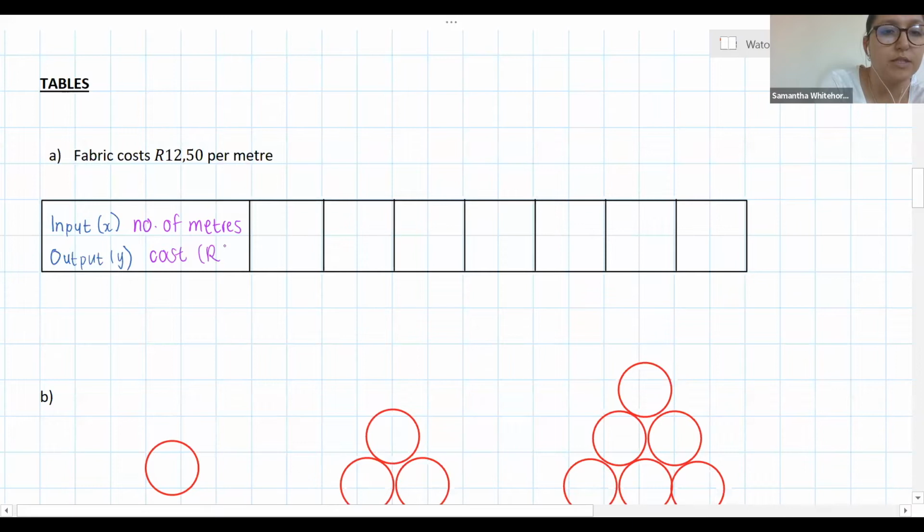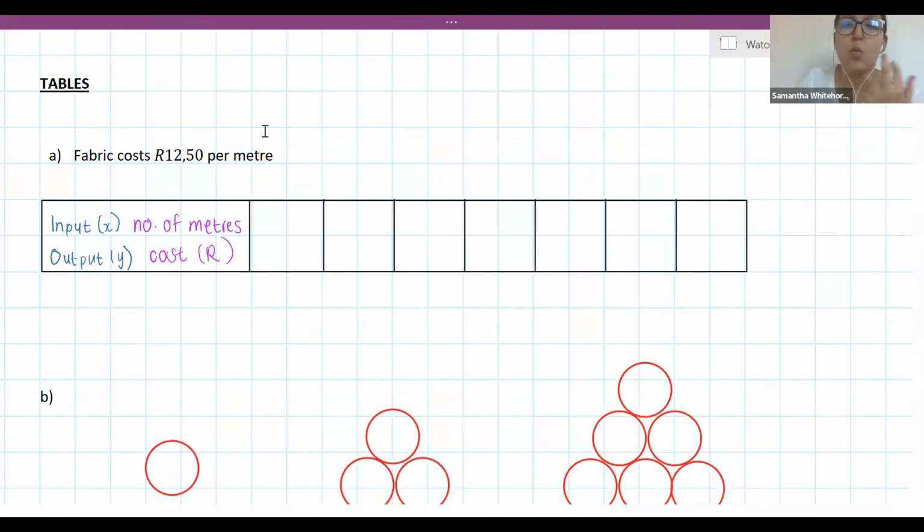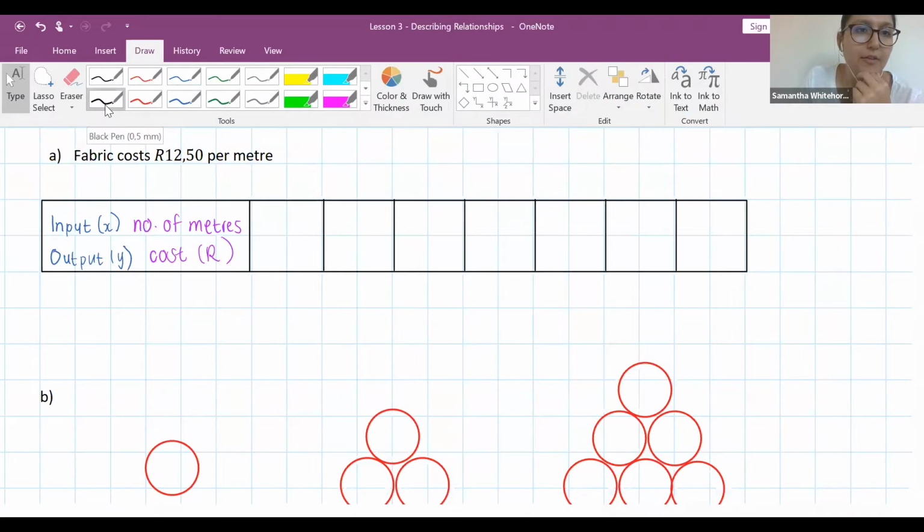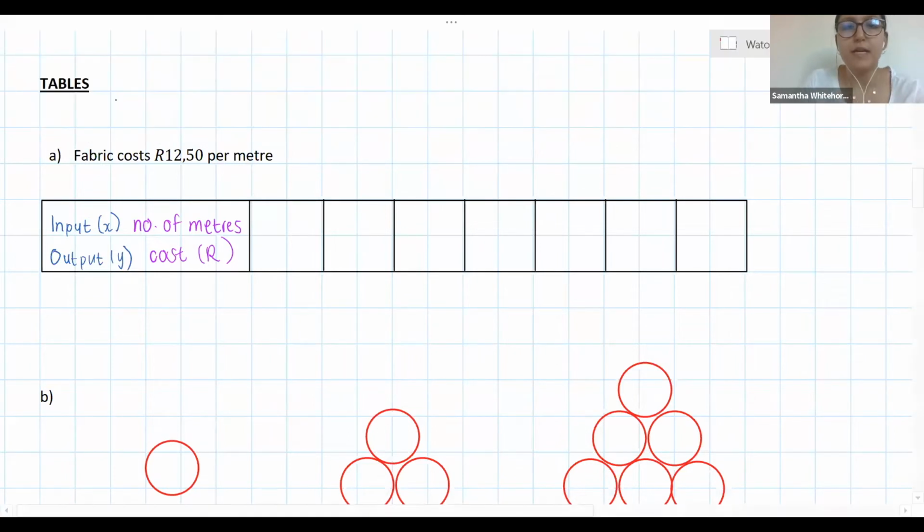Now, some people get quite specific in their tables and they put the units. That's not the point of this lesson, so don't stress too much, but you can put it there if you want. And now we want to fill in our table to see what our outputs are. So if it's 12 Rand 50 per meter, that means that for 1 meter, I'm going to pay 12 Rand 50 cents.